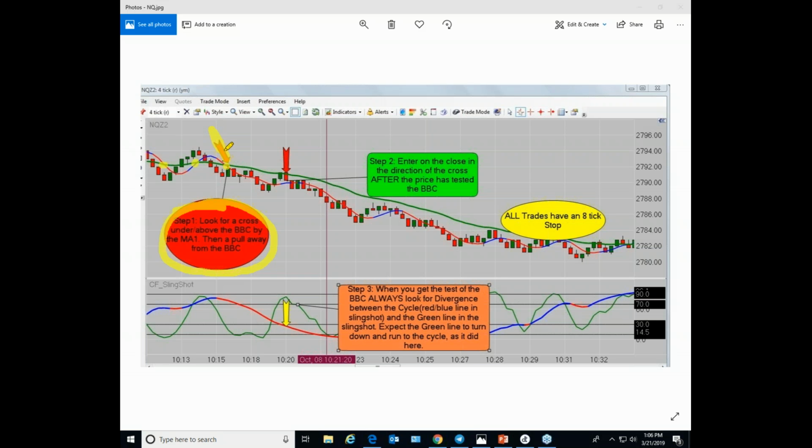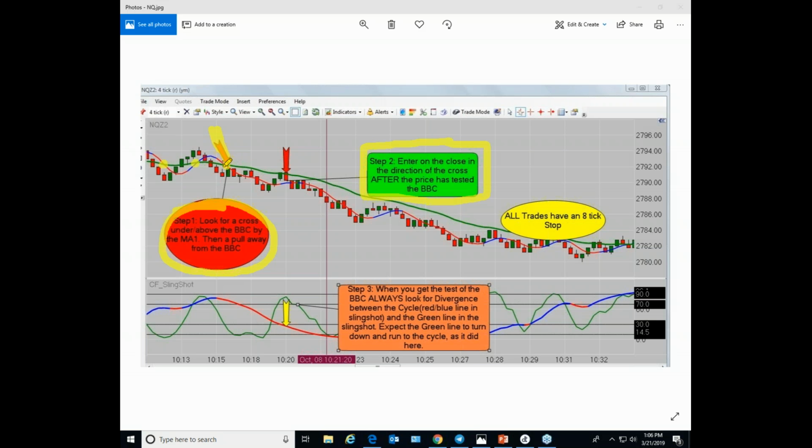The one that's highlighted here is a bearish cross because the MA1 is red, so we're looking at a selling opportunity. We're looking to get short. That leads us into step number 2, because notice I didn't say get short here and get long here and get short here. I said we're looking for an opportunity to get long or short.